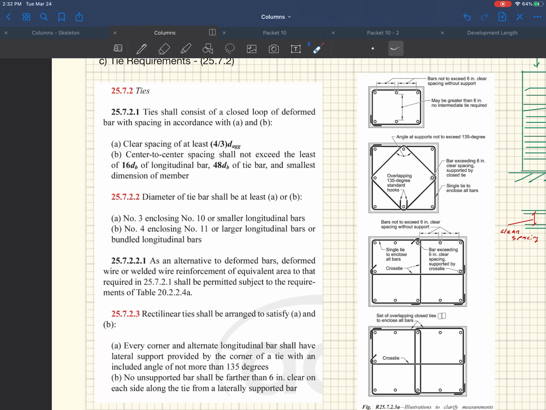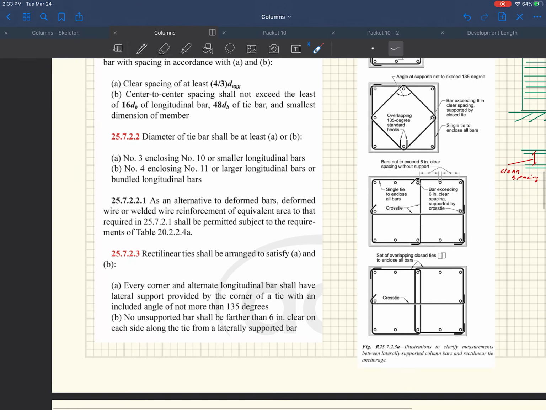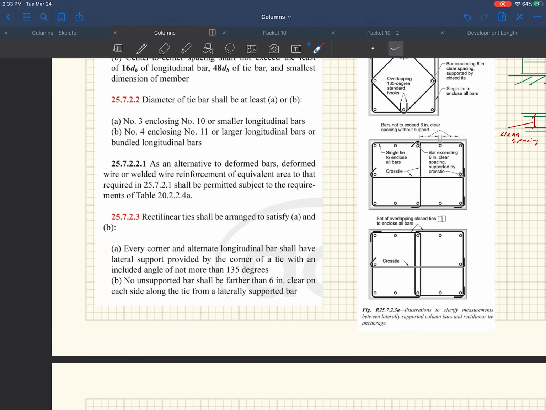And so what you do, we'll do this in design a little bit, is you calculate this, and this, and the least dimension, and the smallest one is the one that tells you how tightly these things have to be spaced. Very prescriptive on how you go about designing it. The diameter of the tie bar shall be at least A or B. Number 3 for enclosing number 10 or smaller longitudinal bars. Number 4 for enclosing number 11 or larger longitudinal reinforcing bars. So again, very prescriptive, very straightforward. And then it says you can use wire as well.